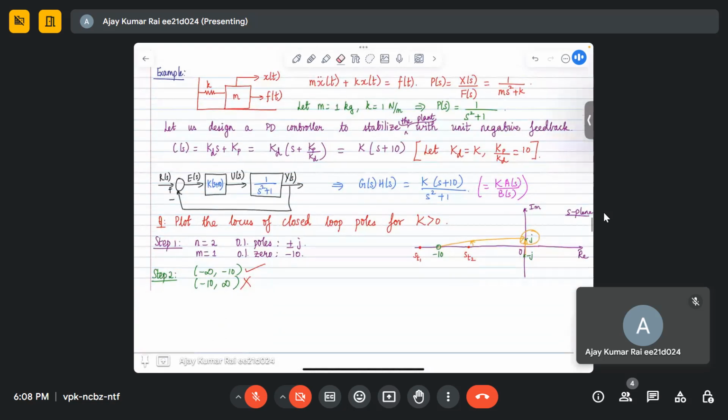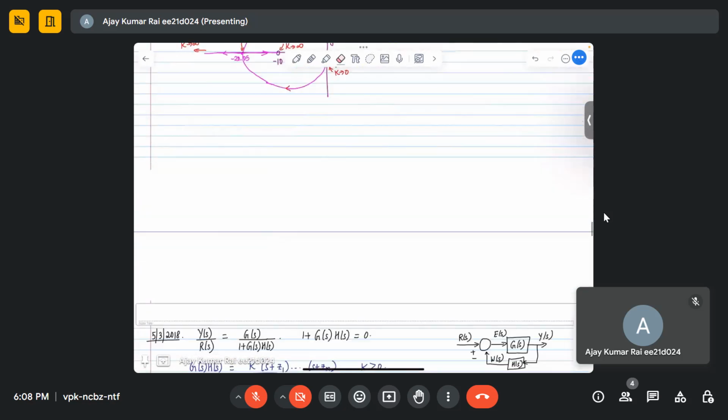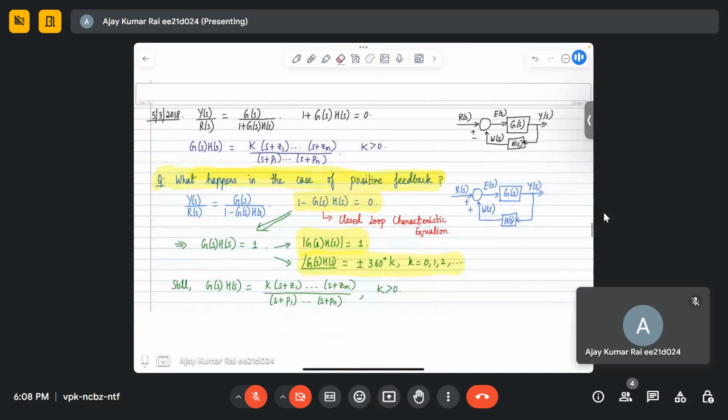So again, a very interesting point. In this problem, what happens in the case of positive feedback? Positive feedback means if you see this sign, okay. So this is positive feedback. We are taking the same GSHS, okay. This is the same GSHS here, and k is also greater than 0. So k is a non-negative number, okay. It's not negative, it's greater than 0. So what will happen is this, okay.